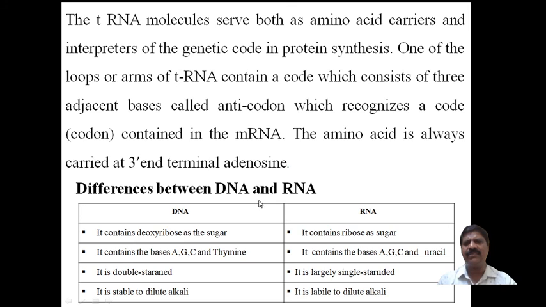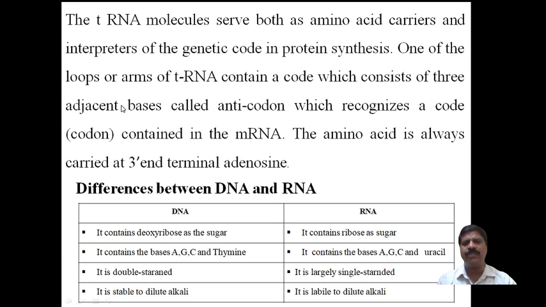Therefore, the tRNA molecule serves as both an amino acid carrier and an interpreter of the genetic code in protein synthesis. The DNA molecule prepares, and the RNA molecules supply what is needed to make protein synthesis happen.